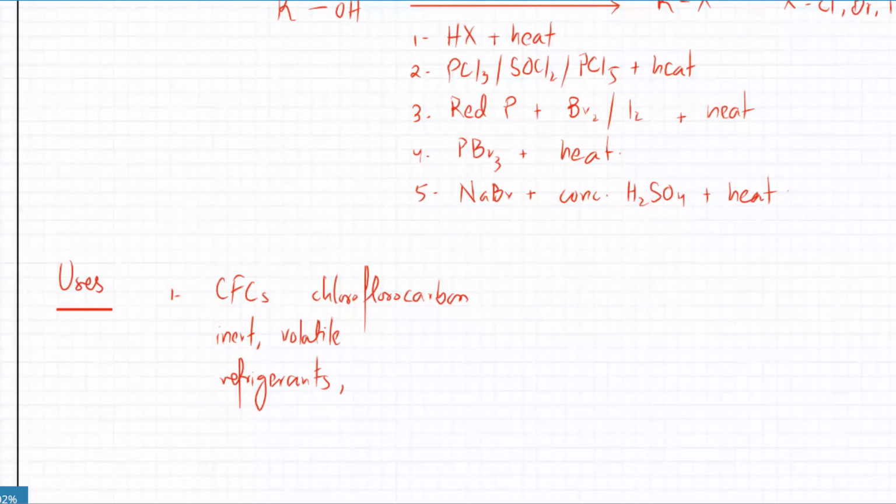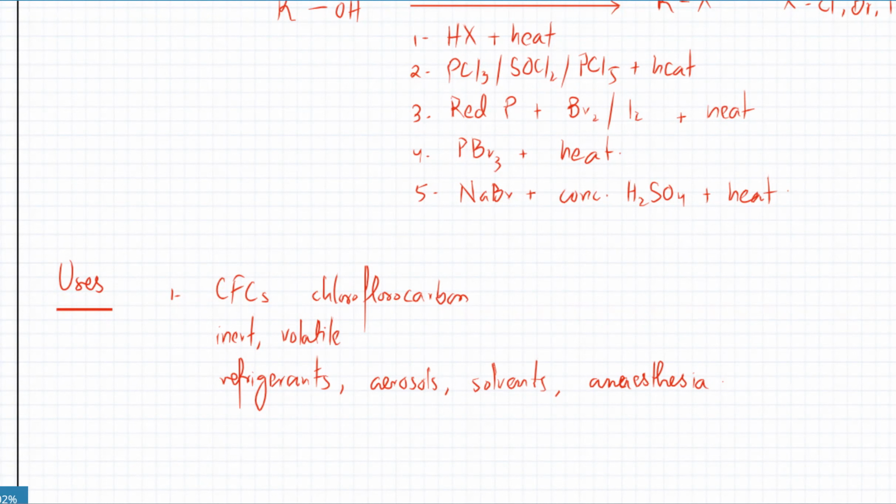Refrigerants, you can use it as aerosols, as solvents. It's used in anesthesia. Chloroform is one example. So plenty of things. It's a good replacement for water. Water is an extremely reactive solvent. You can't use it to fill things because things will rust with water. So you want something that is inert and volatile. But it is harmful for ozone.